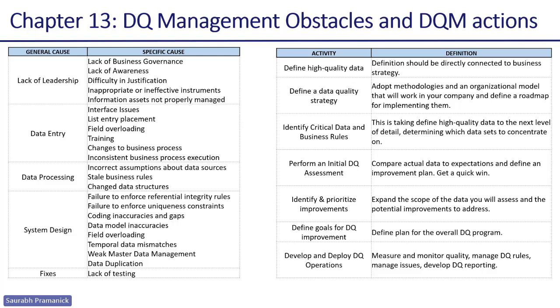Coding inaccuracies and gaps could be existing. Data model inaccuracies could be existing. Field overloading can be happening. Similarly, there could be temporal data mismatches also. As a whole, you will be able to see weak master data management principles, data deduplications could be happening. Then there could be issues caused by fixing issues, lack of testing and these kind of challenges might happen.